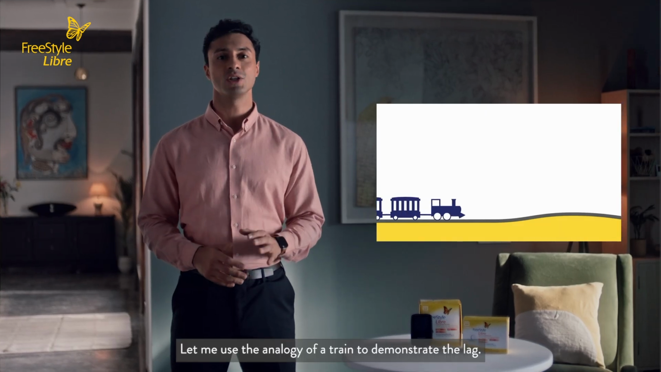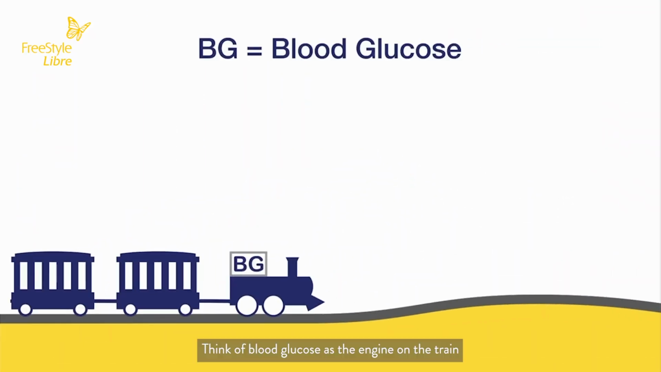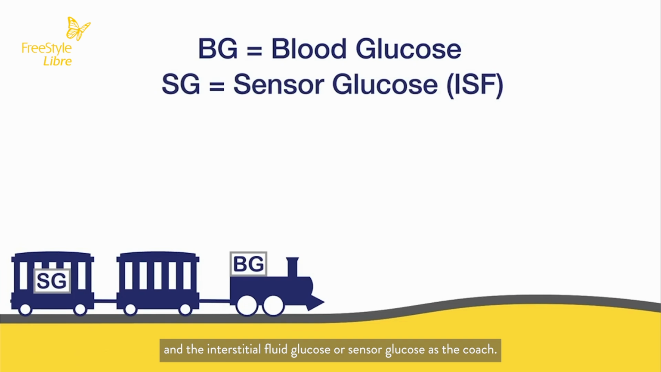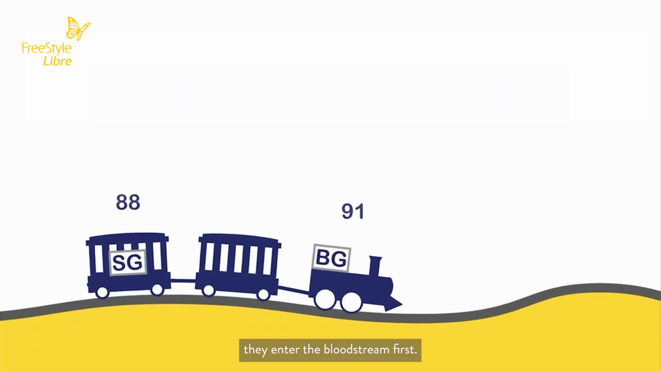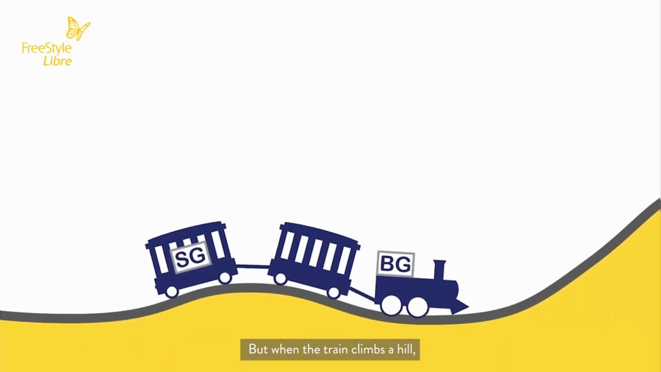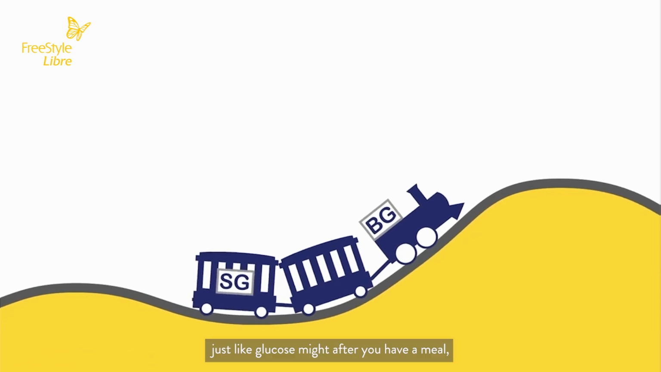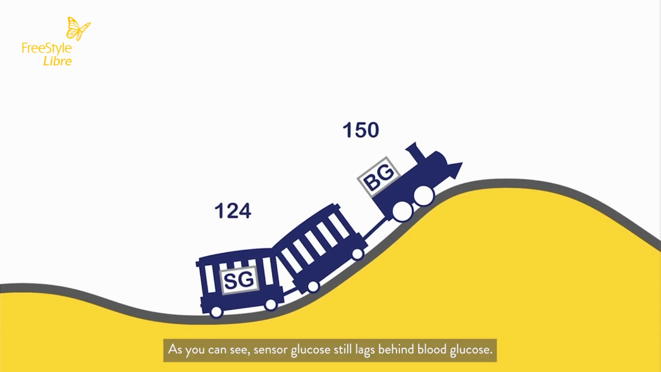Let me use the analogy of a train to demonstrate the lag. Think of blood glucose as the engine on the train and the interstitial fluid glucose or sensor glucose as the coach. As carbohydrates are absorbed by the body, they enter the bloodstream first. On level ground, there can be very little difference in glucose levels. But when the train climbs a hill, just like glucose might after you have a meal, there's a bigger difference in those numbers. As you can see, sensor glucose still lags behind blood glucose.